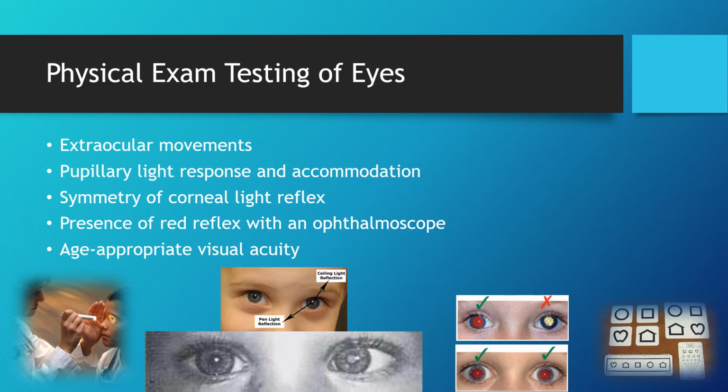When we assess red reflex, light shines in the eye and a red reflection will be seen by the ophthalmoscope. If there's not a red reflex or there is a white pupil, that could indicate cataracts or retinal detachment.